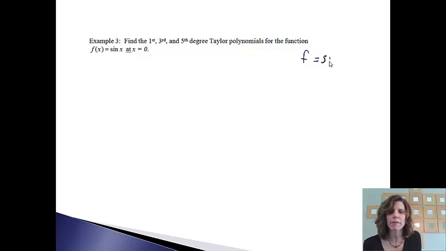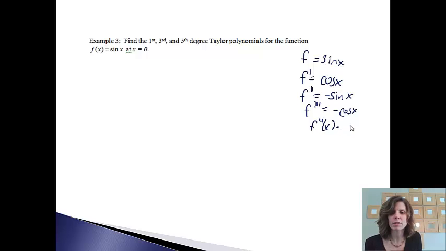So f is equal to sine x. F prime is equal to cosine x. F double prime is equal to negative sine x. And f triple prime is equal to negative cosine x. I need to keep going. The fourth derivative of x is equal to sine x, and the fifth derivative of x is equal to cosine x. So now I'm going to use that information.